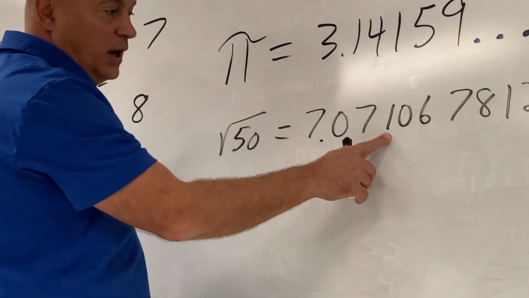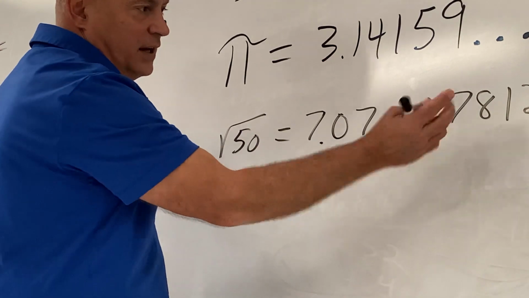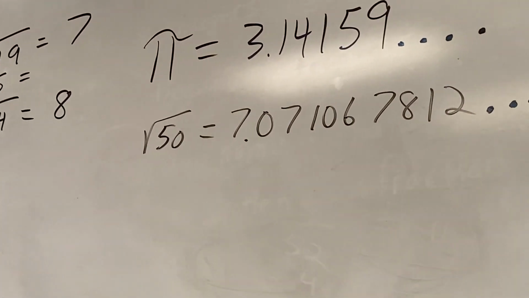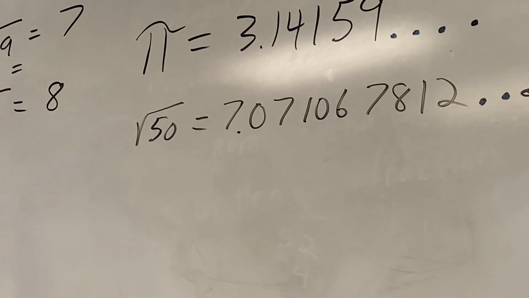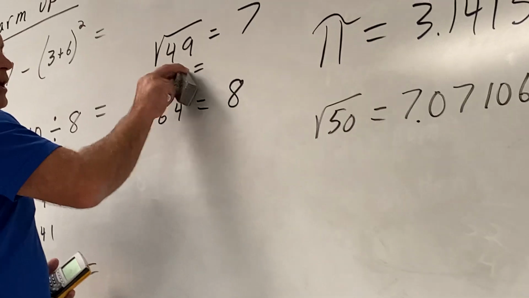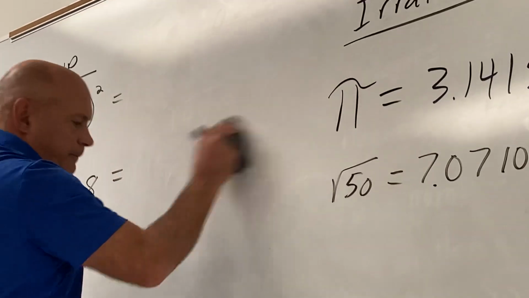Like 071, and then it goes 067, then it goes 812. I can't pick up any kind of pattern that the numbers are making. Are you with me? All right. So this would go in the irrational column.